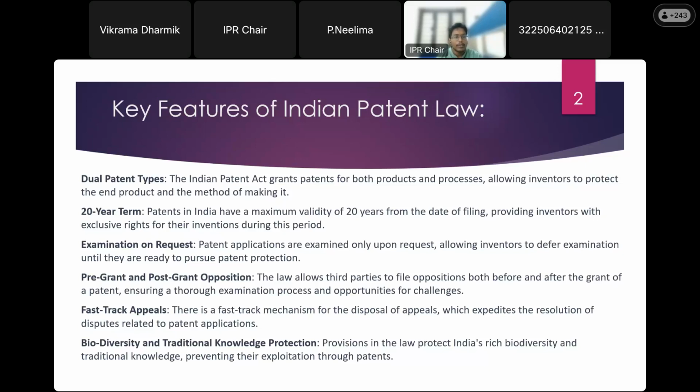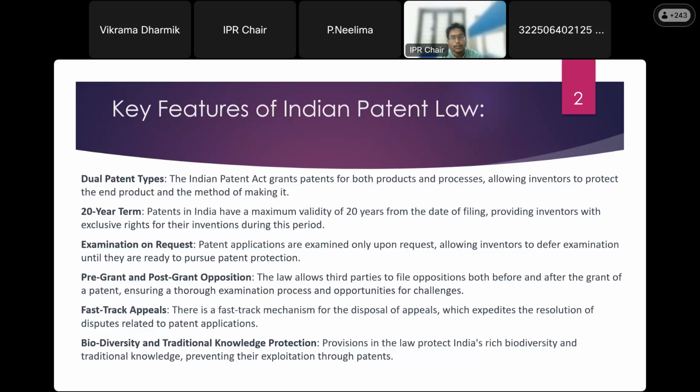The term of the patent is 20 years from the date of filing. You need to remember this is from the date of filing. A patent in India has a maximum validity of 20 years from the date of filing, providing inventors with exclusive rights for their invention during this period. Whoever files the patent, the patent applicant, will get intellectual property rights, which is an exclusive right and a negative right.